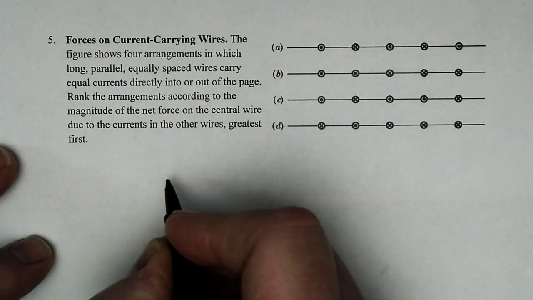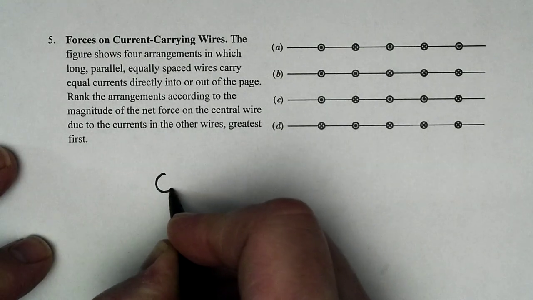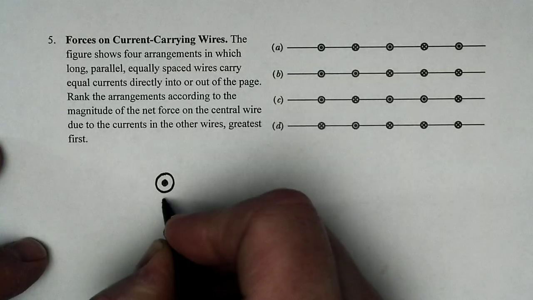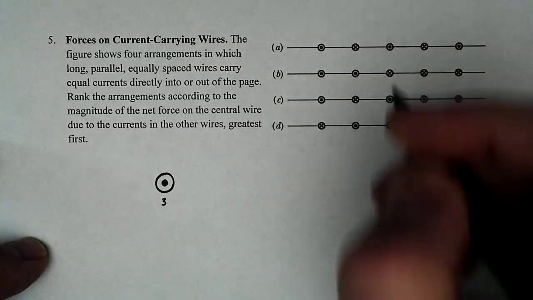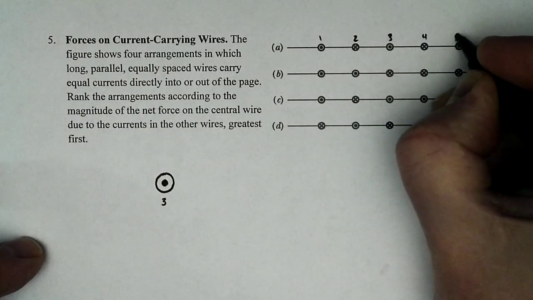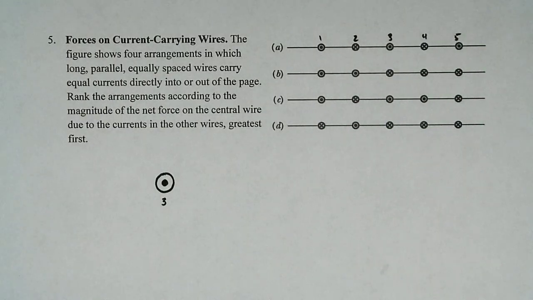So I'm just worried about the center wire in this arrangement. I'm going to number my wires, so that's going to be 1, 2, 3, 4, and 5. And what would wire 3 feel in terms of forces on that?